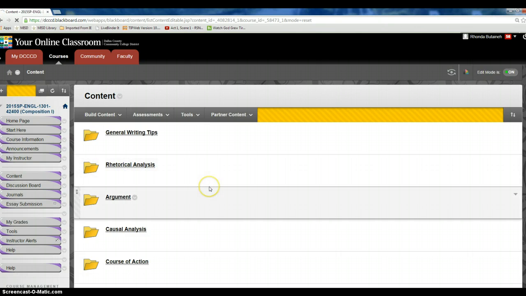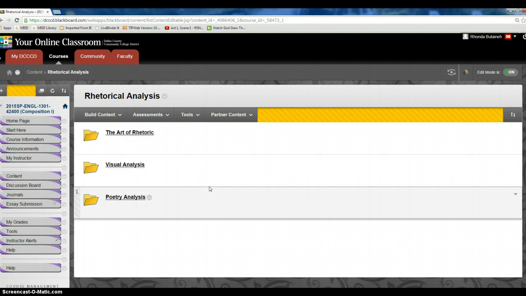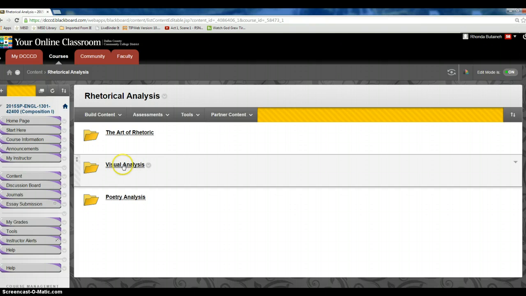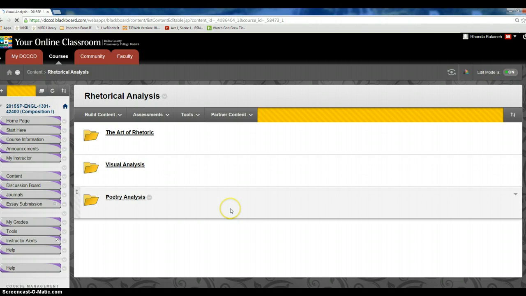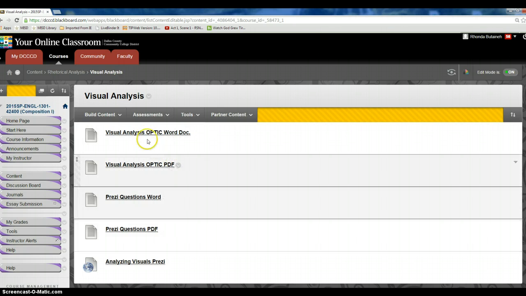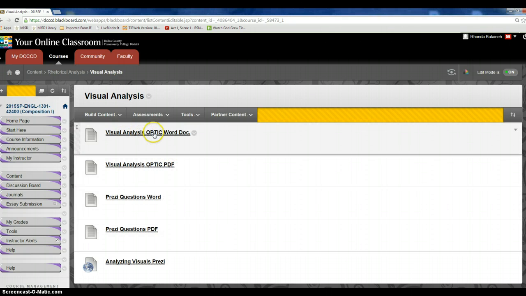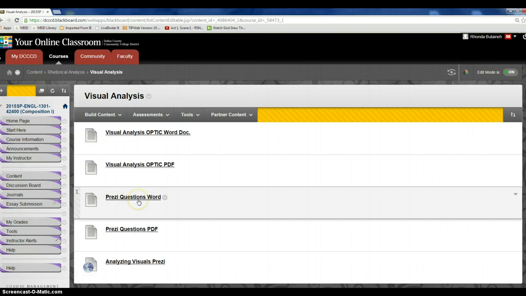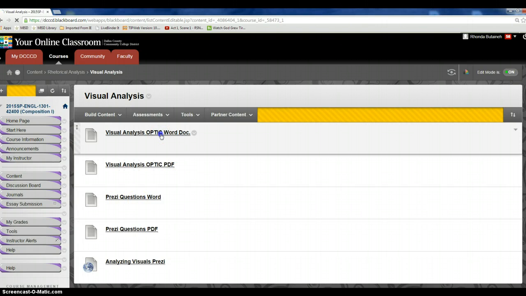and open up Rhetorical Analysis, as that's our first essay that we'll get to at some point, and click on the Visual Analysis folder. Again, you'll see several files. These are notes. There's Visual Analysis Optic. Optic is a strategy on how to analyze visuals. And then there's questions that will help guide you through the presentation. And so you open both of these up.